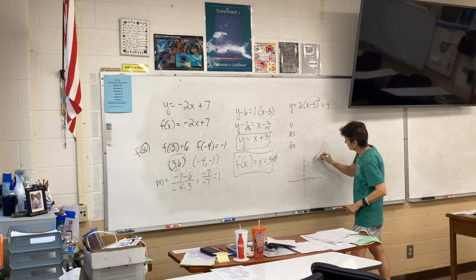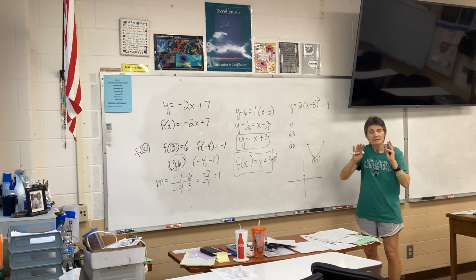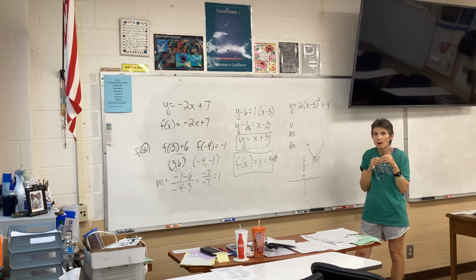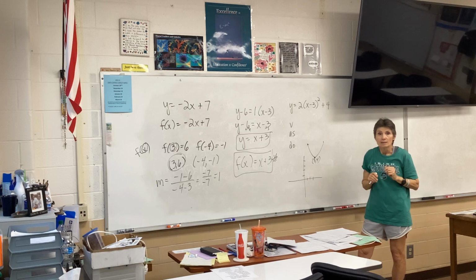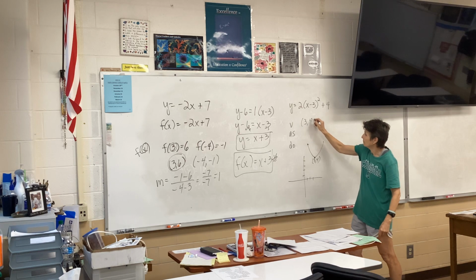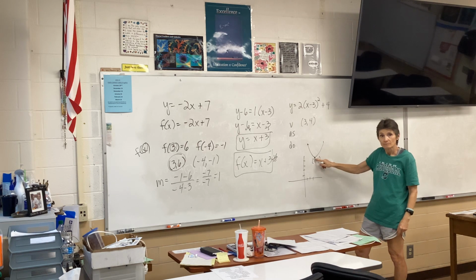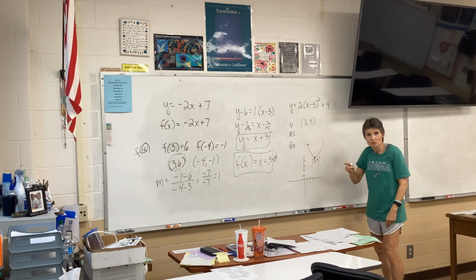So there it is. Now, that 2, don't worry about it. It doesn't have anything to do with this particular problem because all that 2 does, remember, is stretch the parabola. And that doesn't change the vertex. So the first question says, what's the vertex? Well, it's (3, 4). The second question says, what's its axis of symmetry?